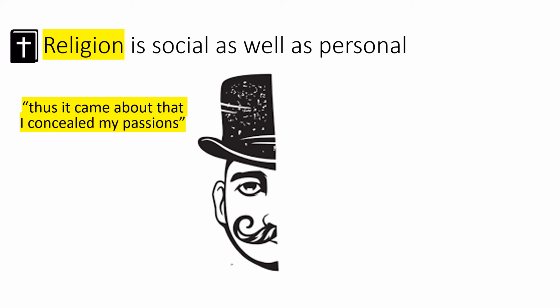Thus it came about that I concealed my passions. This idea of concealment, hiding something. He has to keep his reputation intact. That's why he conceals his passions. And he has to do it. There's no option for him. He can't just turn good. He has to hide his bad side.